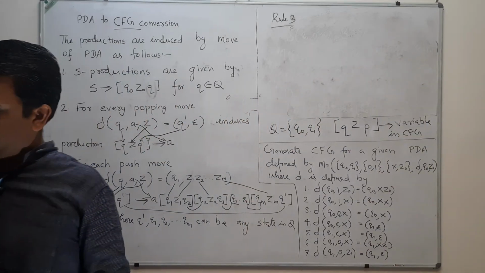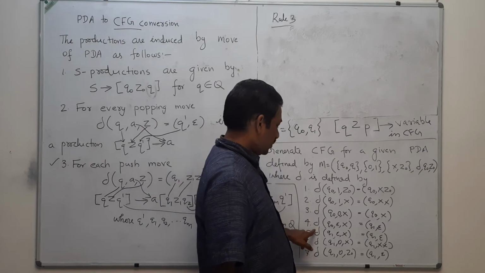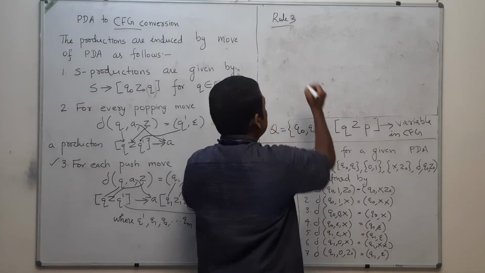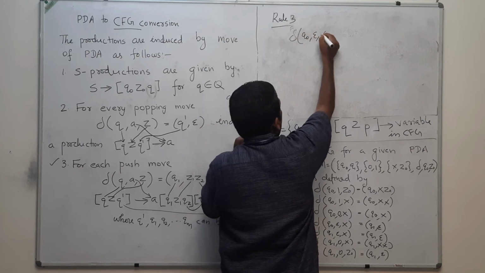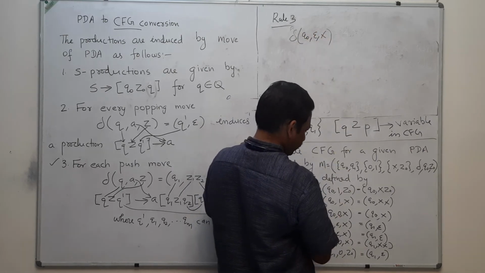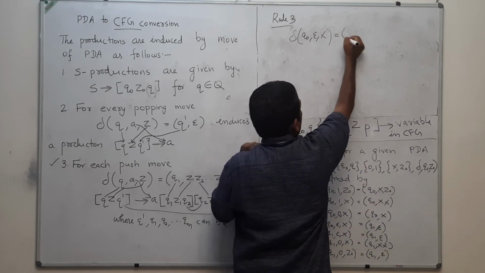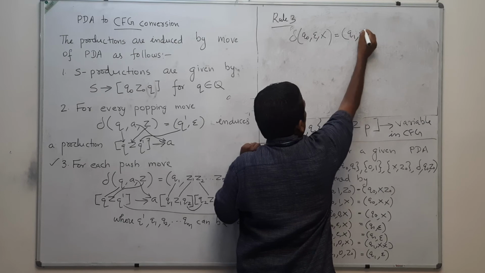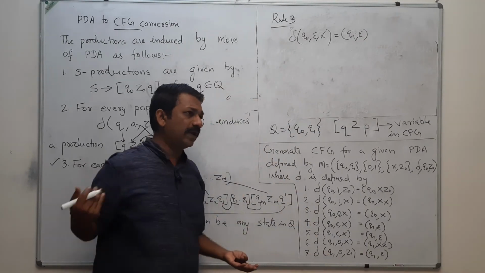Rule 4 is a popping operation. That means delta of Q0 epsilon x is equal to Q1 epsilon, as it is popping elements.